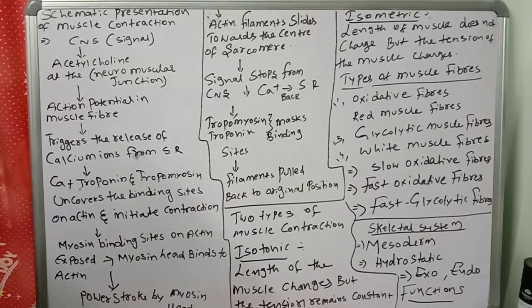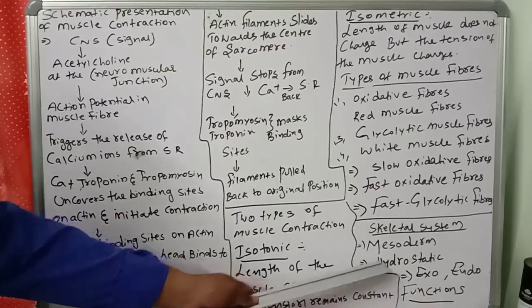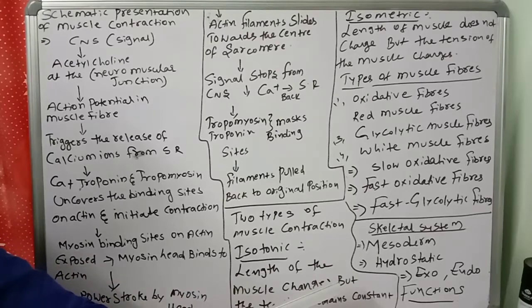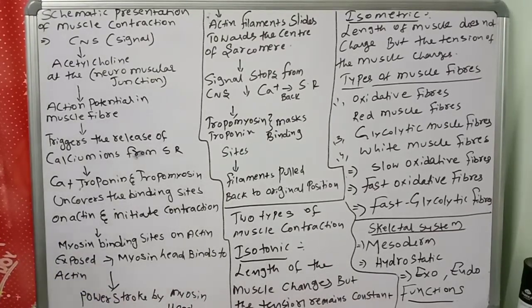There are three types of skeletal systems. What are those? Hydrostatic skeleton, exoskeleton, endoskeleton. Hydrostatic skeleton is found in soft-bodied invertebrates such as earthworm. It is a fluid-filled cavity enclosed by muscles. In earthworm we will see a hydrostatic skeleton system, fluid-filled.